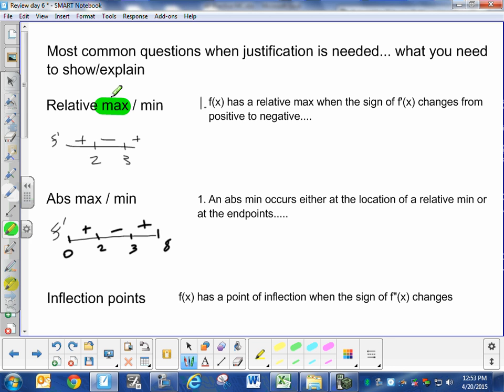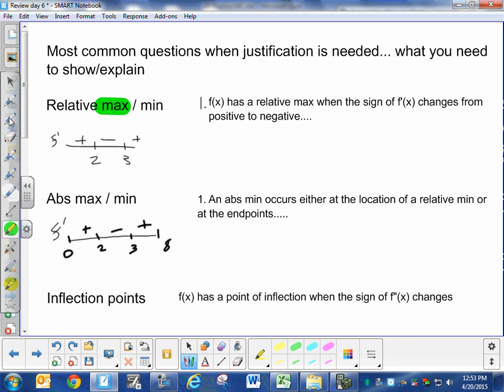Your first statement would be a function has a relative max when the sign of its derivative changes from positive to negative. If you can write that down, the people reading your test is like, okay, this guy knows what he's doing. This gal knows what they're doing.